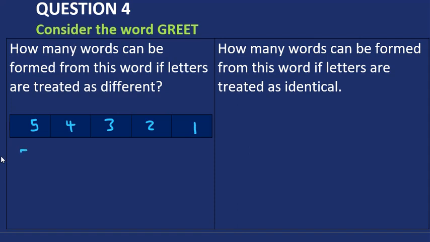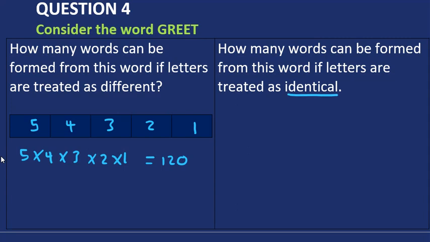So we've got 5 times 4, which is 20. 20 times 3 is 60, and 60 times 2 is 120. 120 times 1 is still 120. So 120 words may be formed. Now, the only difference between this scenario and the next one is that here the letters are treated as identical.